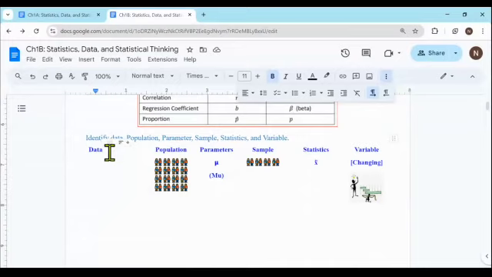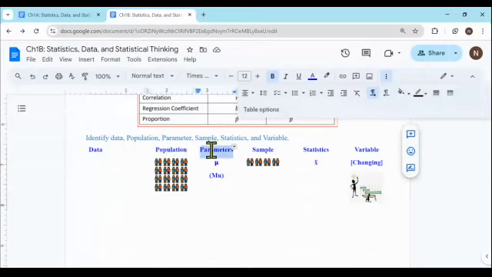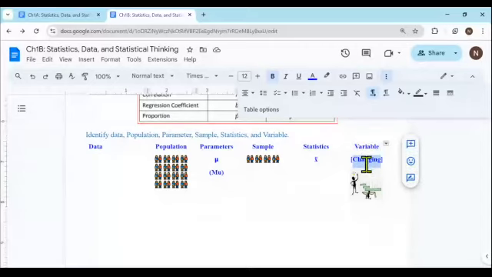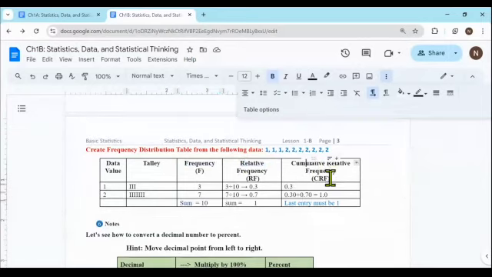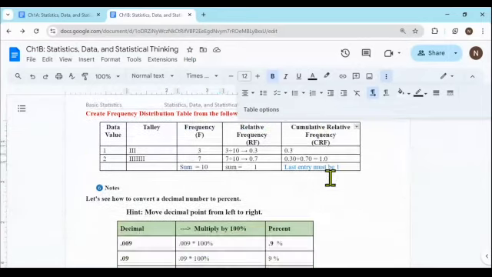In this lesson, we have to identify what is the data, what is the population, what are the parameters, what is the sample, what is the statistics, and what are the variables. The variable is usually changing. It's not a fixed thing. In this lesson also, we will get some data, and we'll find the tally and frequency, calculate the frequency, relative frequency, and cumulative relative frequency. That's for the lesson.